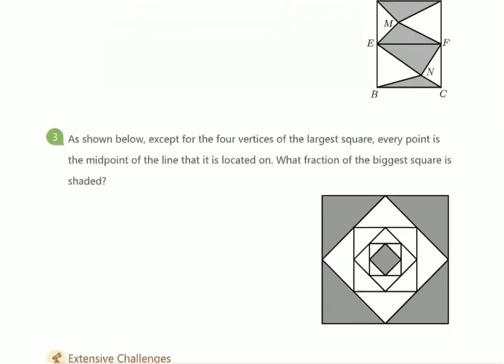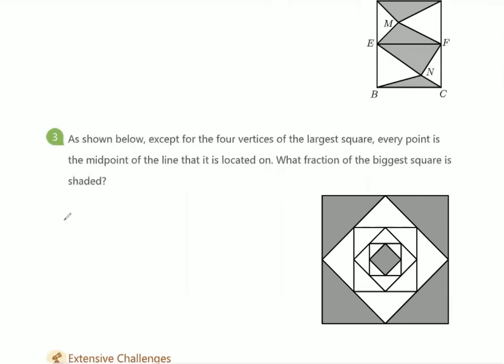So question number 3 is actually very similar to the question that we did in lesson as well. So hopefully lots of you got this one correct. As shown below, except for 4 vertices of the larger square, every point is the midpoint of the line that it's located on. What fraction of the biggest square is shaded?